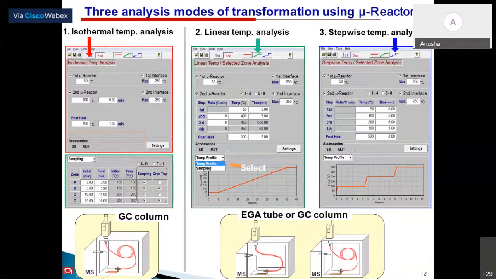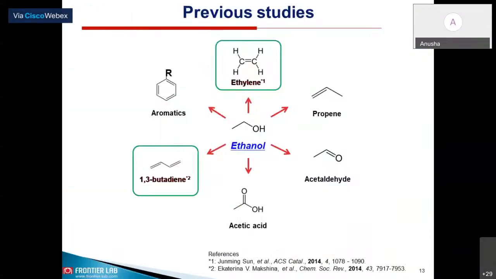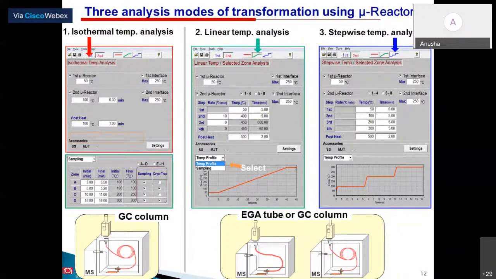When I talk about isothermal, as you all know, you can do that only using the GC column. Whereas for linear temperature or stepwise, you can go with either the EGA, that is the evolved gas analysis tube, or the separation column. By using both, you can carry out linear or stepwise analysis. I hope it is clear till now. This is how the operation and features of the Tandem microreactor work.